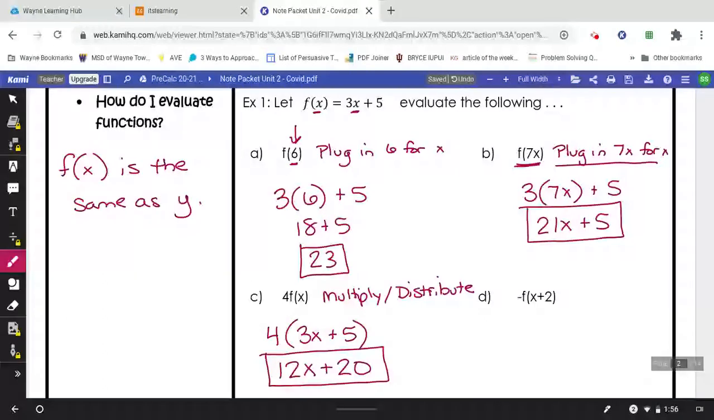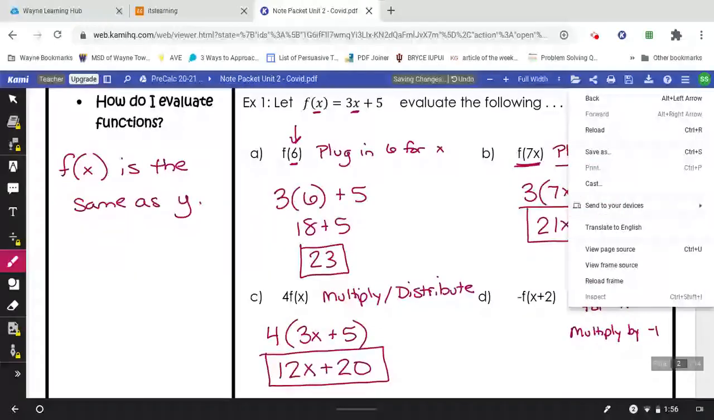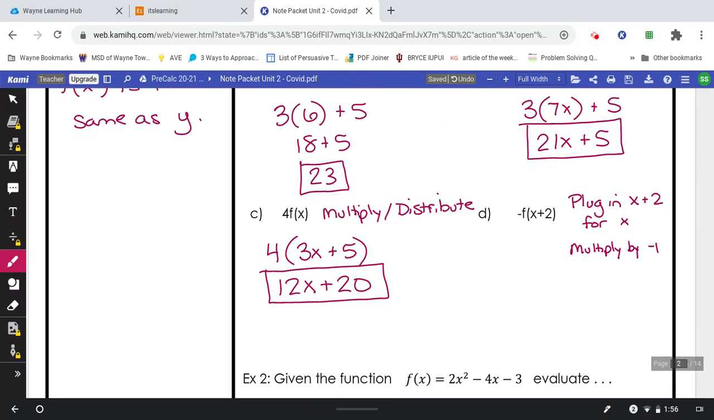For part D, it's got two things happening in here. It's got the x plus 2. So we're going to plug in x plus 2 wherever we see the x. And then that negative in front is like having a negative 1. You're also going to multiply by negative 1. So I'm going to do my plug-in first. I'm going to do 3 times x plus 2 plus 5. And I'm going to save my multiply by negative 1 till the end.